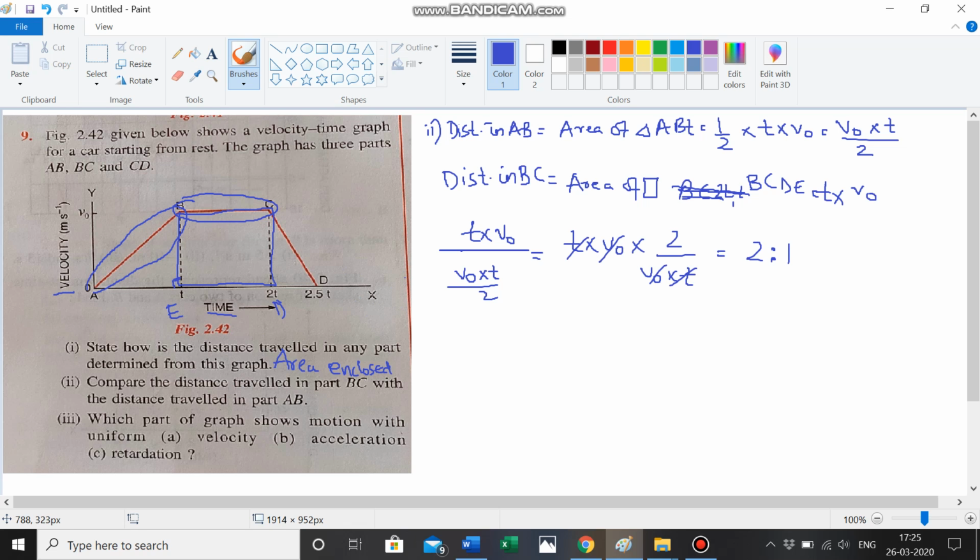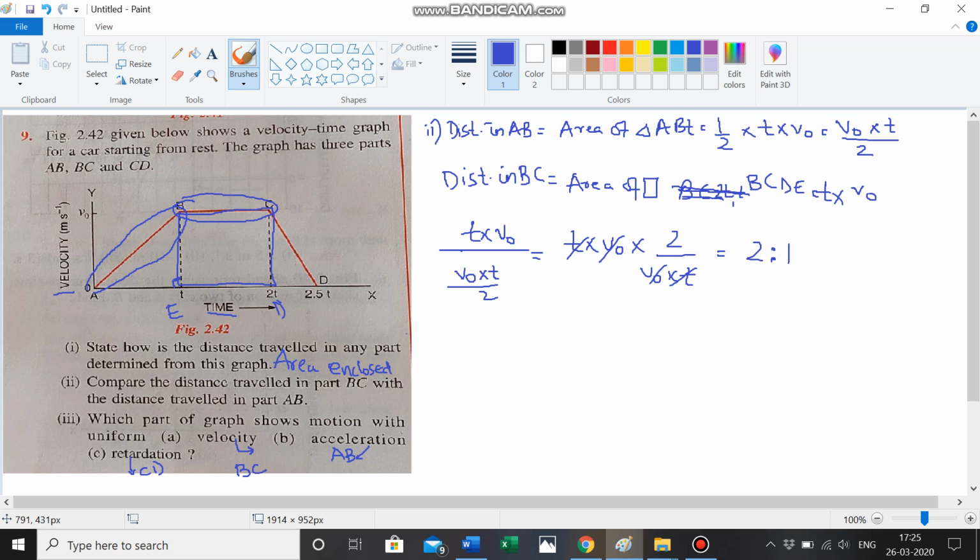Which part of the graph shows motion with uniform velocity? Uniform velocity means that the velocity is not changing. This is part BC because the velocity is not changing. Uniform acceleration is where the velocity is increasing. So this is part AB. And the last part, retardation. This is where the velocity is reducing, which means this is part CD.